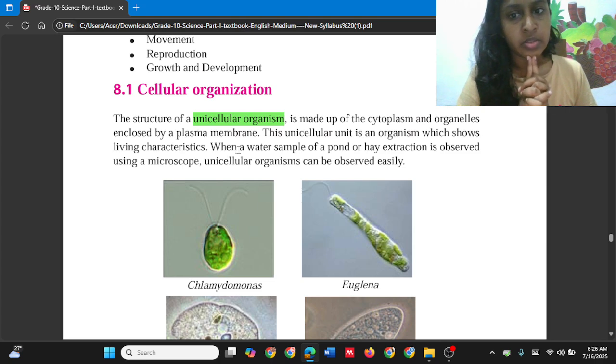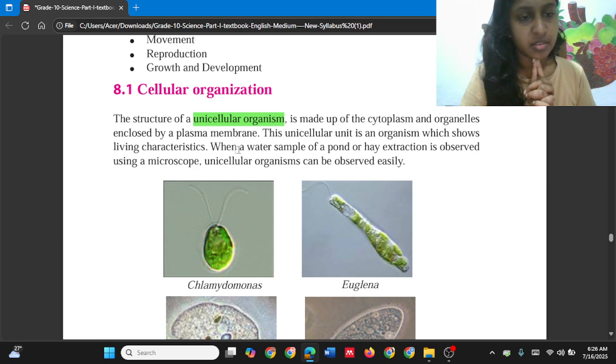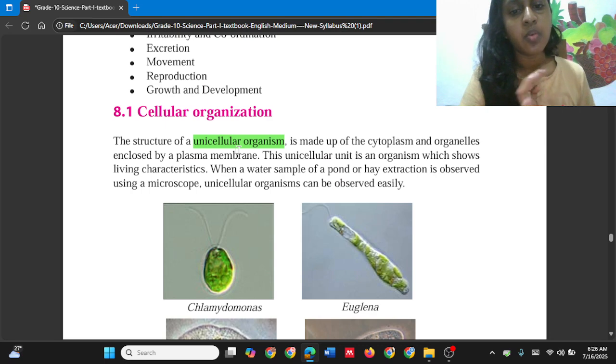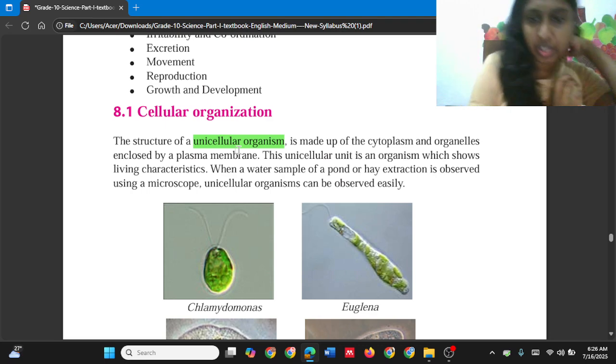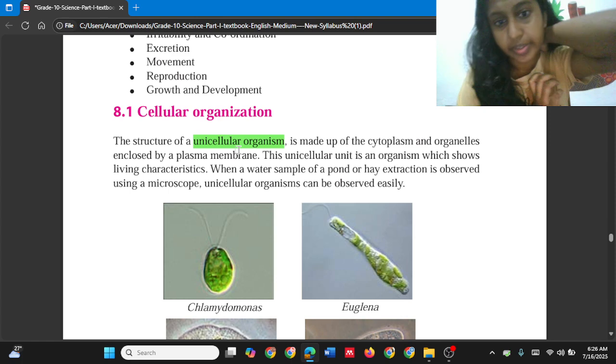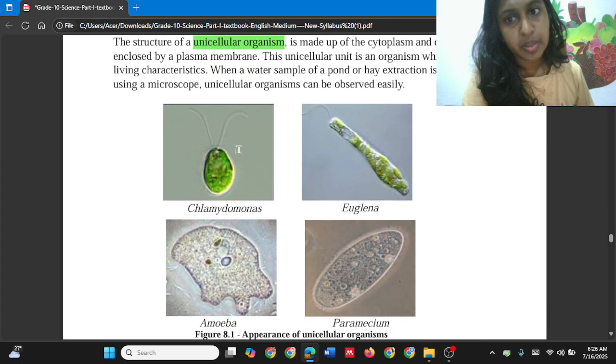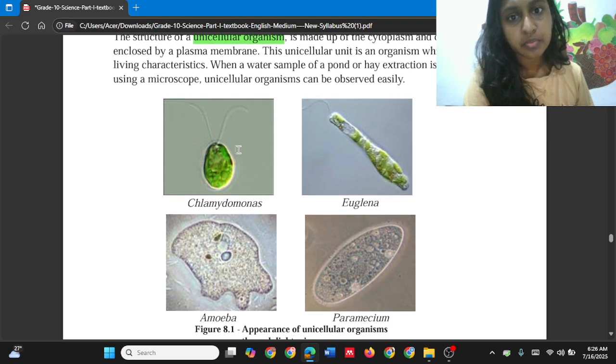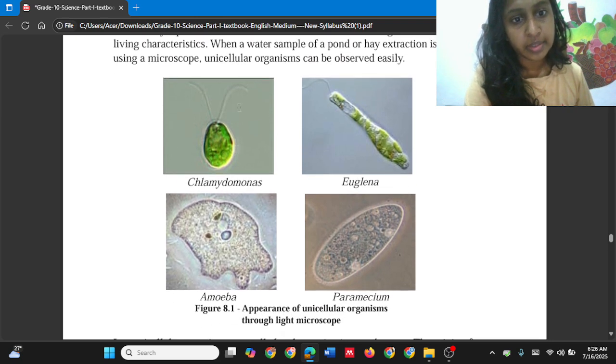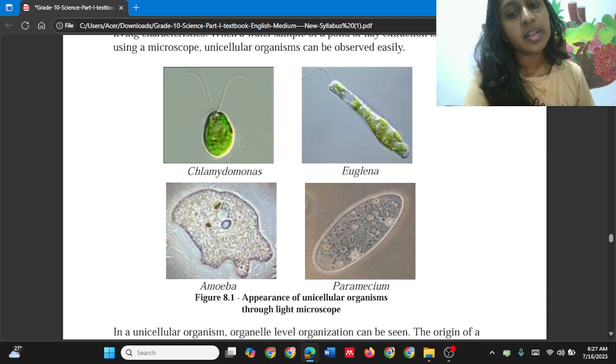This unicellular unit is an organism which shows living characteristics. Then, when a water sample of a pond or hair extraction is observed using a microscope, unicellular organisms can be observed easily. Under the microscope, if we observe a water sample from a pond, this one is Chlamydomonas. In grade 8, you learned those things. Chlamydomonas comes under what?